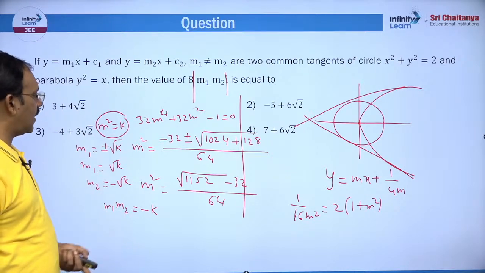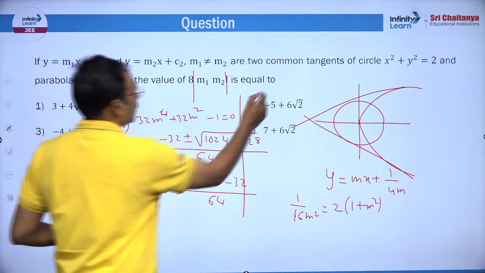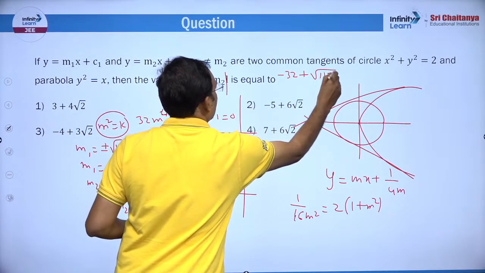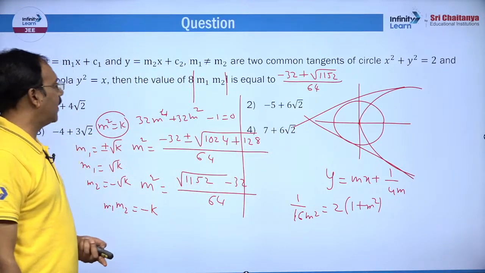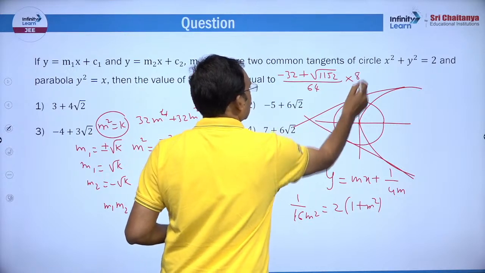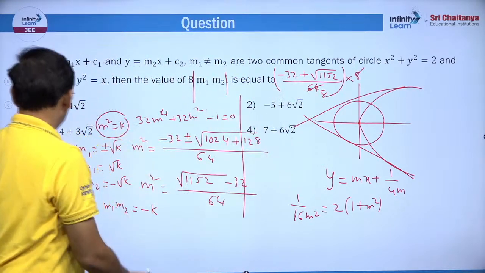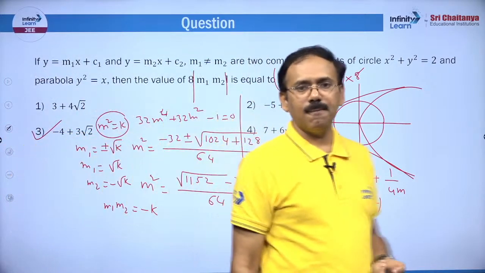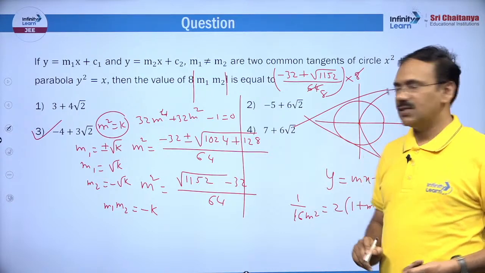So minus k, in the sense of minus of this, you will get minus 32 plus root 1152 by 64 is going to be m1 m2 with modulus. Multiply this with 8. So 8 times, and minus 4 plus something you will get. This is the only possible answer, dear friends. Again, common tangent of two conics, this is the concept.